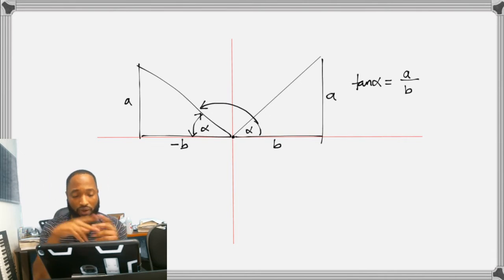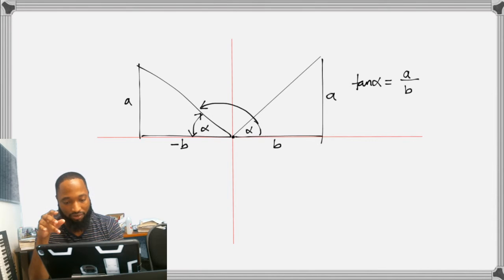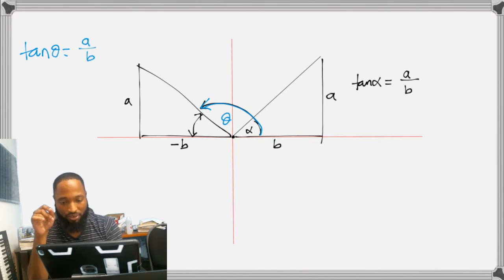So if I want to find the tan of this angle that I'm making in blue, tan of theta, I would say, instead of A over B, A over negative B, which is the same as negative A over B.